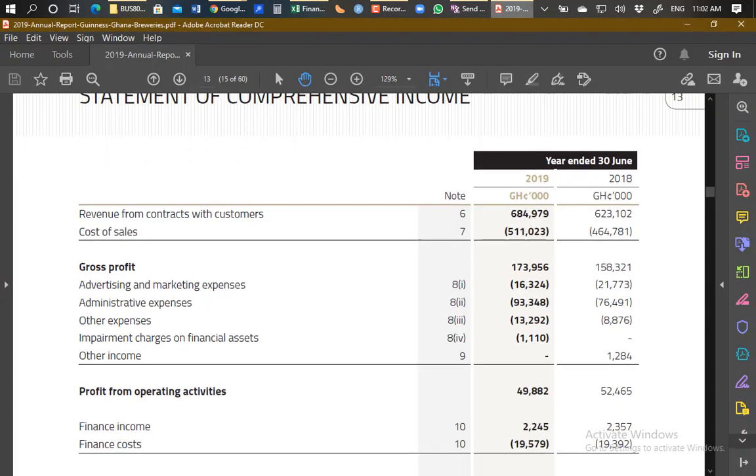So I just wanted to show you those kinds of things so you can understand what you are seeing here. So you see, cost of sales is the immediate cost, and when you go to note 7, they will tell you the breakdown of the costs, which we subtract from our sales to get our gross profit. So you get a gross profit here. Then we less all the other costs, normally referred to as operating costs. So we have advertising and marketing expenses, administrative expenses, other expenses, impairment charges on financial assets, other.